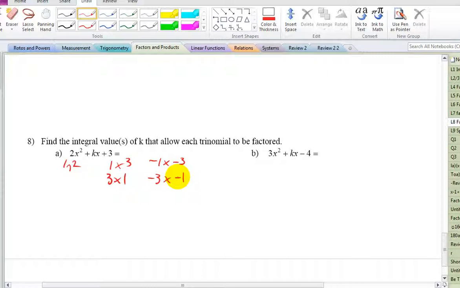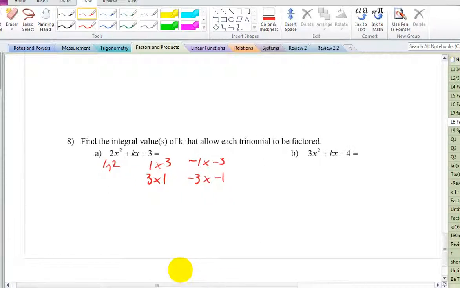So how many answers are there? How many possible answers can there be? 4. So we got to find them. Using the box method will help us find them. So I can draw 4 boxes. Okay. So 1 and 2, 1 and 2, 1 and 2, 1 and 2. And then now I can go 1 and 3, 3 and 1. Negative 1, negative 3, negative 3, negative 1. Now you can go and find your sums.